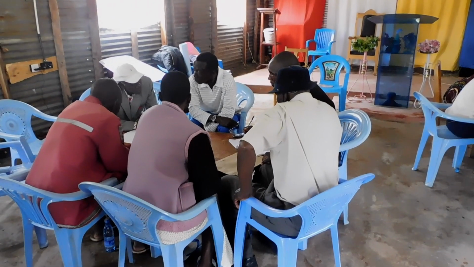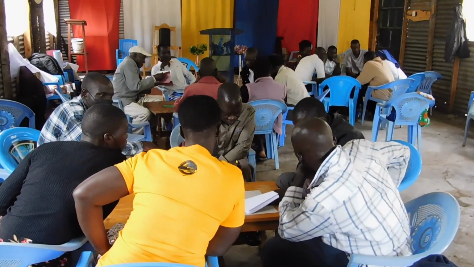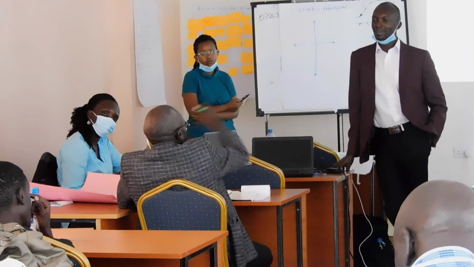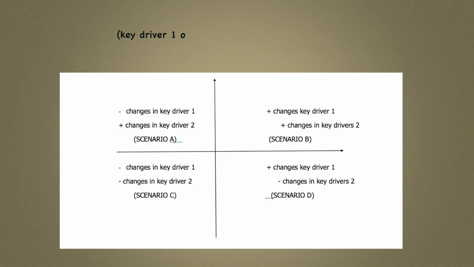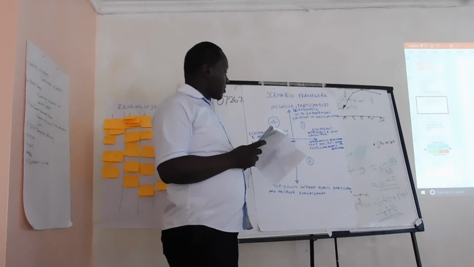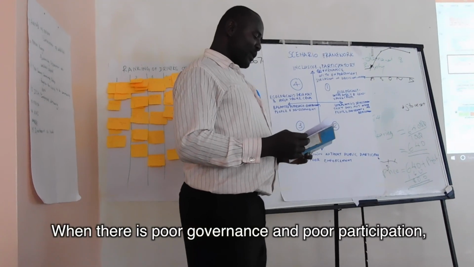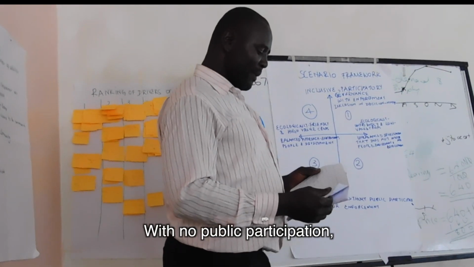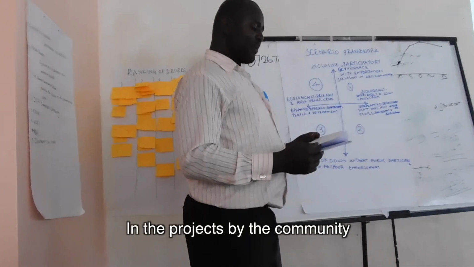The participants were then split into four groups to create a scenario framework. In order to develop and test the actual scenarios, participants developed storylines based on each scenario. Each group was tasked to tackle one axis by naming the scenarios and discussing the impact of each scenario on the Yala wetland ecosystem.